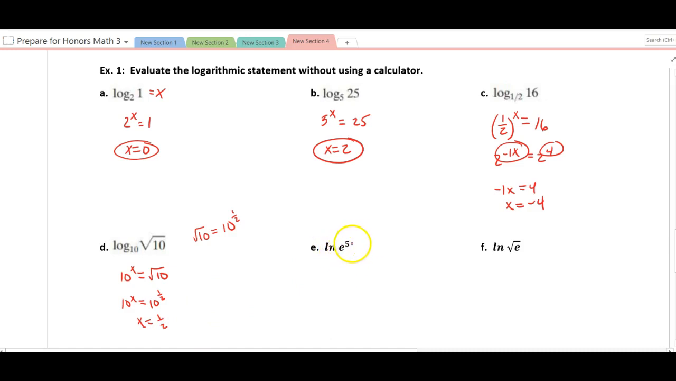Over here, the natural log of e to the 5th. We rewrite that as log base e of e to the 5th. What does that mean? e to what power equals e to the 5th? x just has to equal 5 to make that a true statement. And over here, think of this as log base e of e to the 1/2 power. Remember, square root is just the 1/2 power. So e to what power is equal to e to the 1/2? That tells you x would be equal to 1/2.